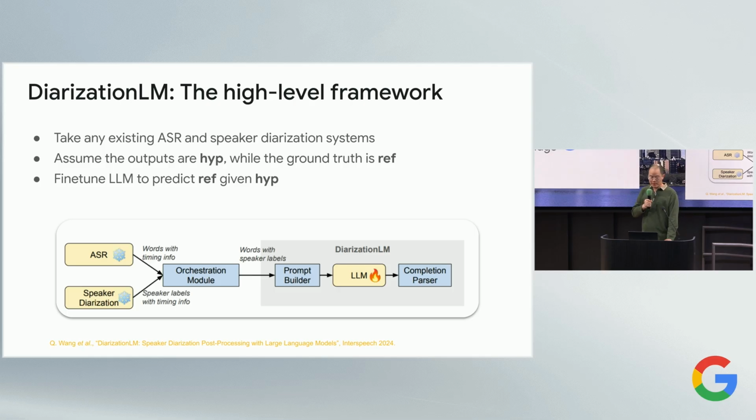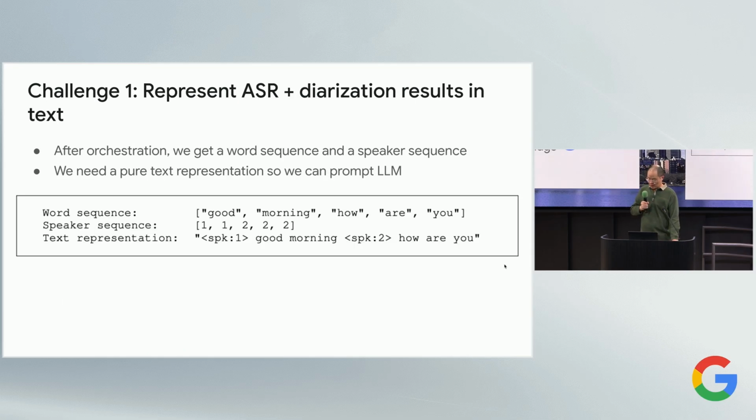Okay, so Diarization LLM is the high-level framework that takes the existing ASR and speaker diarization system output, which we call the hypothesis, while the ground truth is the reference. Diarization LLM takes the hypothesis as input and tries to generate the reference. Here is the diagram. You can see that ASR and speaker diarization are frozen. We don't touch them. They produce outputs which are orchestrated. Then we take the orchestrated result as the input. We have a prompt builder, a trainable LLM, and a completion parser, and it will generate something that's more similar to the reference. So this seems to be an easy problem, but there are several challenges.